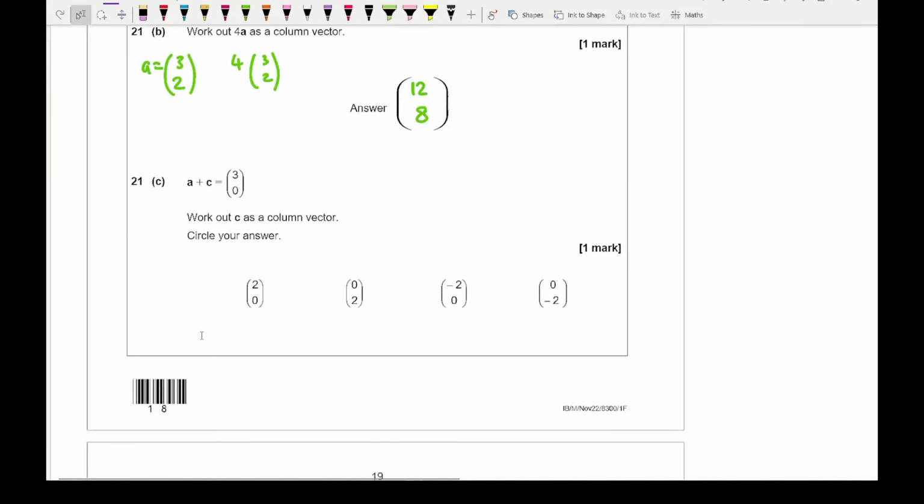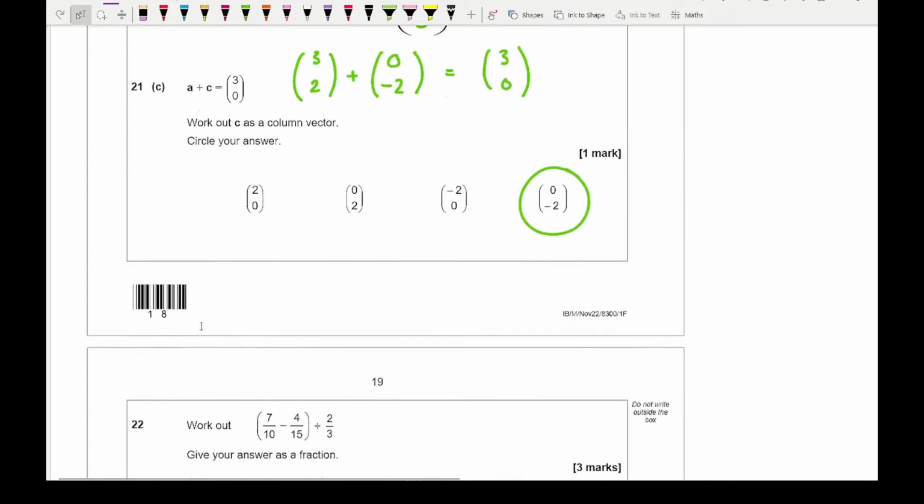Question 21, so it says work out C as a column vector. So it says A plus C equals 3, 0. So if A is 3, 2, and we've got C, and we know that the answer is 3, 0. So what plus 3 gives us 3? Well, that's going to be 0. And what plus 2 gives us 0? Well, that's going to be minus 2. So we're just looking for 0, minus 2, which is our fourth option.